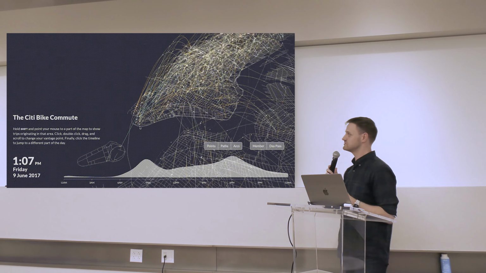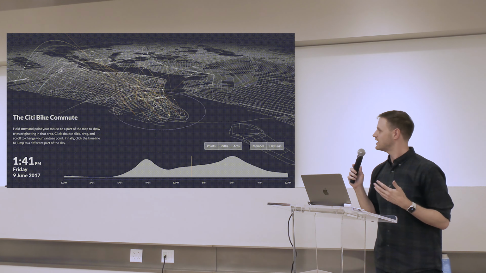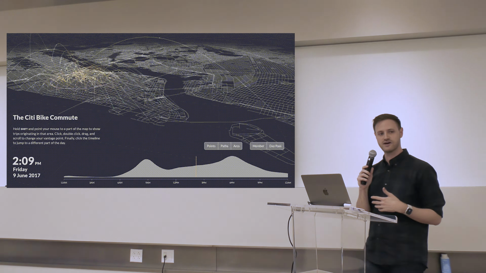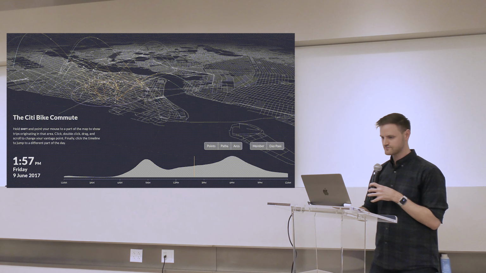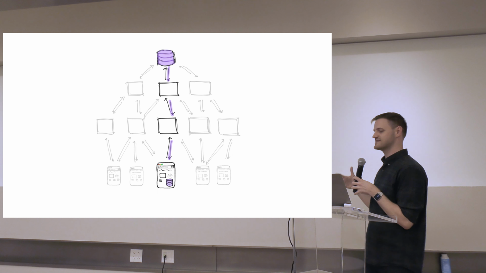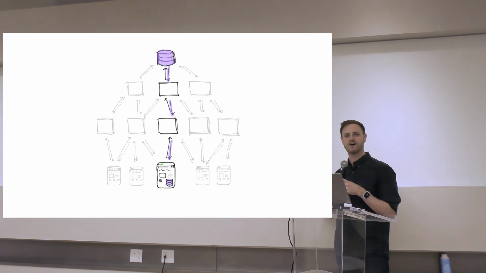This is a project that I did several years ago. It's called CityBikeCommute. This is also loading a lot of data into the browser, and it's giving you this sort of 3D WebGL view that lets you interactively explore the data set. This is about 60,000 rows of CityBike data. This interactivity is made possible just because we're pulling so much state down into the browser.